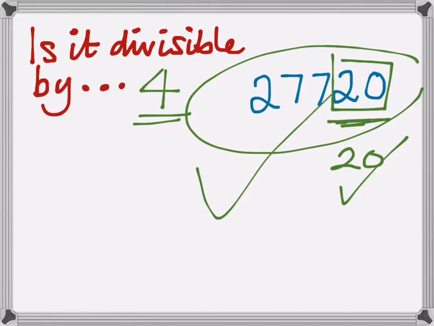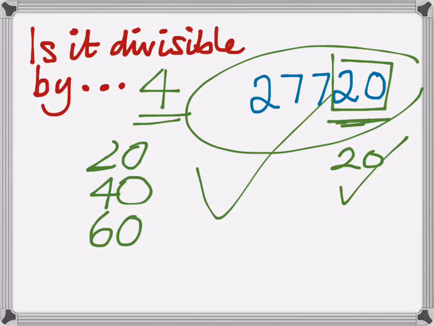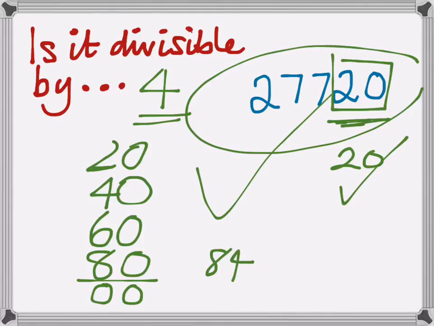It might be slightly harder to work out numbers where the last 2 digits are not as low as 20, but here's a little bit of guidance for you. 20 is in the 4 times table, 40 is in the 4 times table, 60 is in the 4 times table, so is 80, and so is any number that ends with 00. So if you get a number like 84 at the end of a longer number, you can say, well, I know 80 is in the 4s, so if I add another 4, that means 84 would be in the 4s.